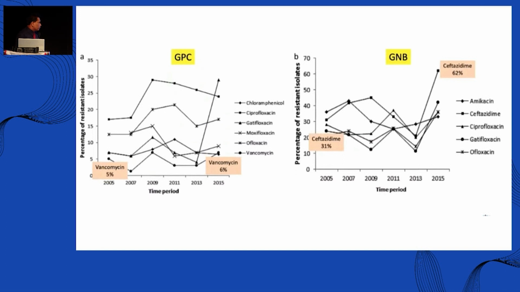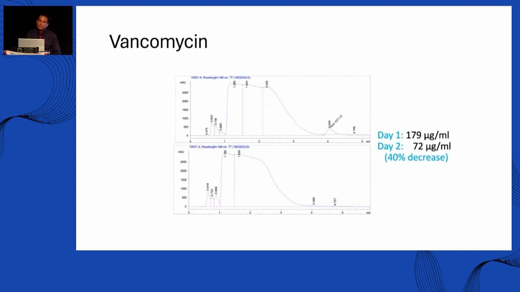But when it comes to the other, ceftazidime, you can see that in 2005 it was low, but now resistance is 62%. So we have to keep it in mind when we are treating this patient, because sometimes the patient is not responding, and one reason is this.